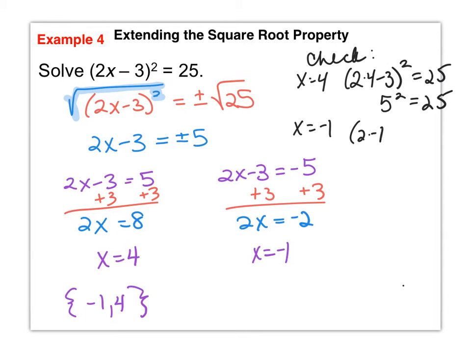That'll give us 2 times negative 1 minus 3. When we plug that back into the original equation, we want to check to make sure that is also equal to 25. And 2 times negative 1 is negative 2. Negative 2 minus 3 is your negative 5 squared, does also equal 25. So that's how we solve the quantity 2x minus 3 squared equals 25 using the square root property.